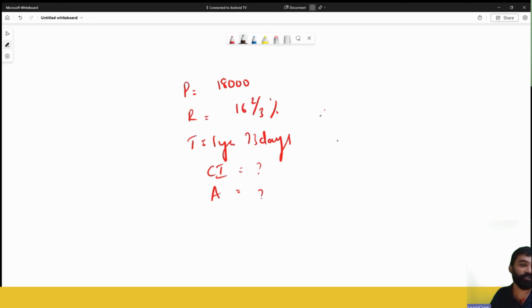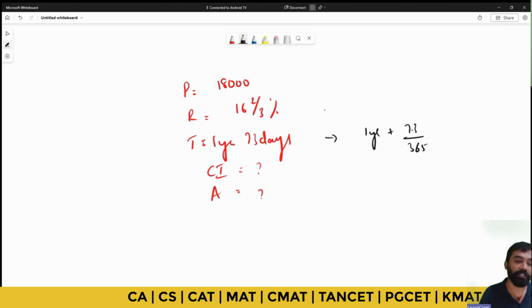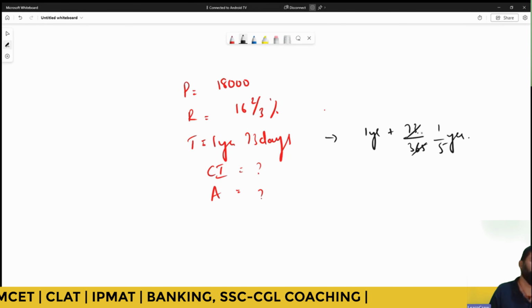Divide by 360. This is going to be 1 year plus 73 divided by 360. This is going to be how much? Is 73 divided by 365? 7 5s are 35. 3 5s are 15. Is going to be 1/5 years. Okay. Now this you found out.